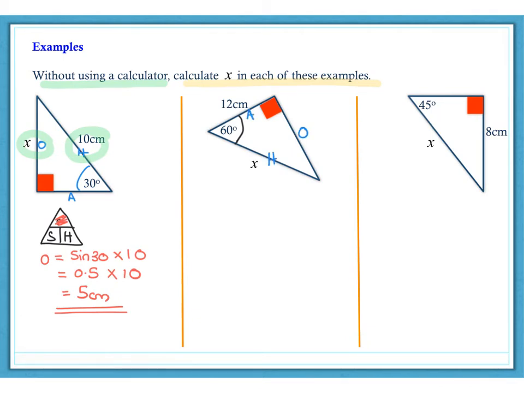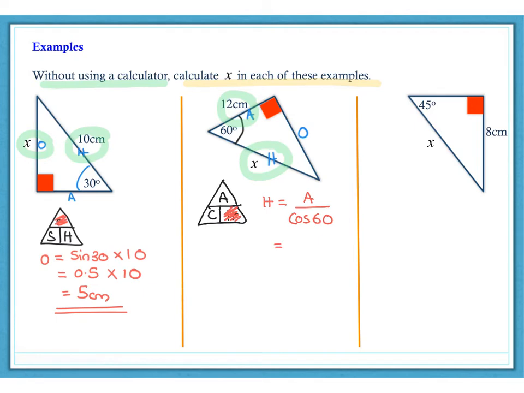Now, which two sides are we interested in working with? Well, we know what the adjacent is. We're trying to find out what the hypotenuse is. So let's make use of the cosine triangle, CAH. So we need to find out what the hypotenuse is, so I'm going to cross out the hypotenuse. And the formula triangle tells me that I need to do the adjacent divided by cos of 60.